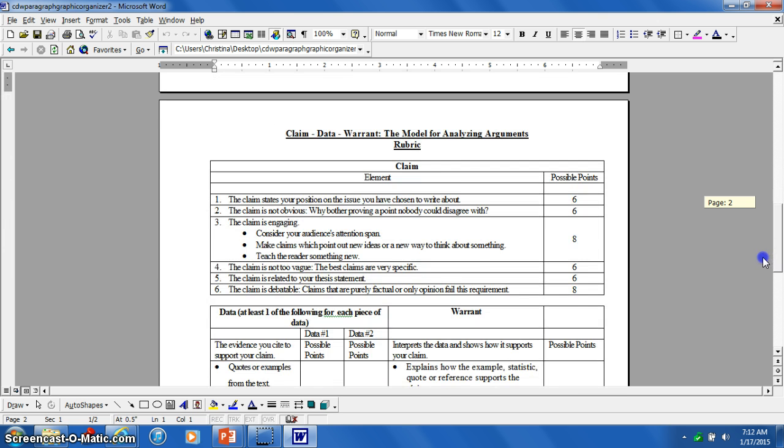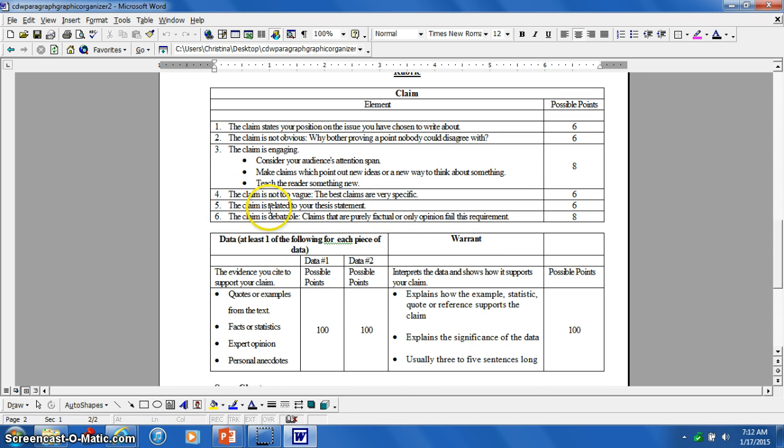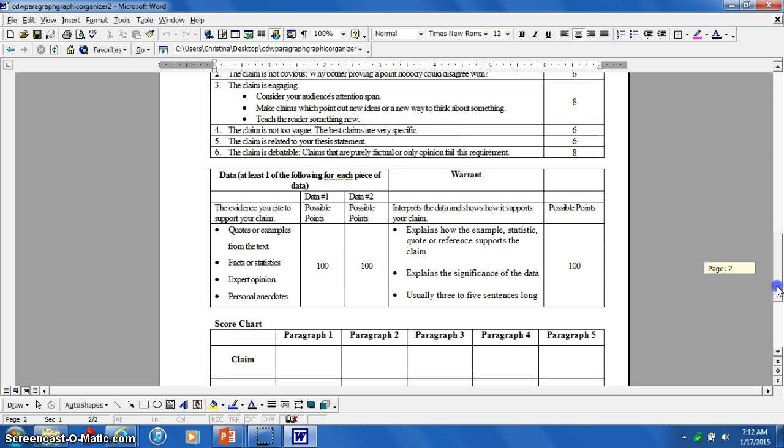You will find our rubric. I want you to make sure that your claim states your position on the issue you have chosen to write about, that the claim is not obvious. Why bother proving a point nobody could disagree with? That the claim is engaging. Are you teaching the reader something new? That the claim is not too vague. The best claims are very specific. The claim is related to your thesis. The claim is debatable. Claims that are purely factual or only opinion fail this requirement.